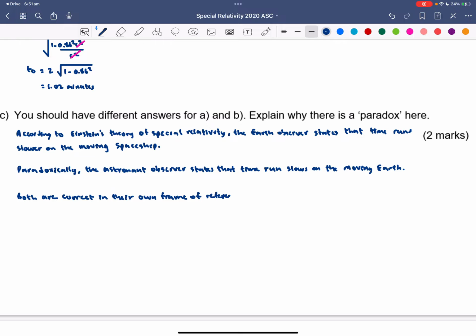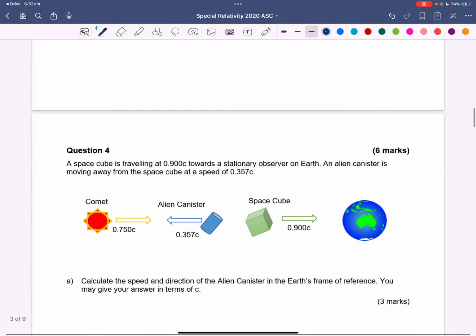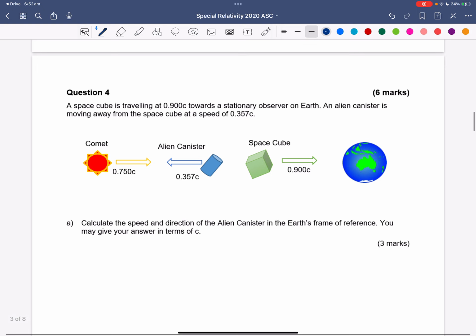And that's why it's a paradox, okay? It's a paradox because they disagree, but at the same time, they both at least agree that each of the other objects is moving, and that's why they both are correct in their own frame of reference. Cool, nice question.